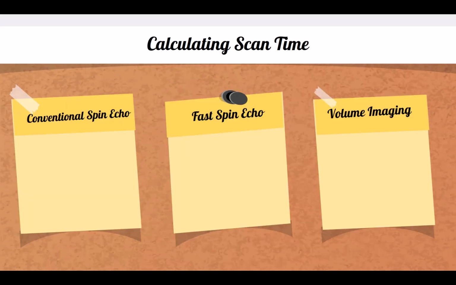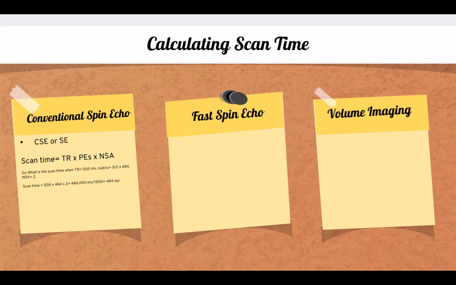Now let's calculate scan time for a conventional spin echo, a fast spin echo, and volume imaging, starting with the conventional spin echo, which is abbreviated as CSE. The scan time equation for a conventional spin echo is TR times phase encoding steps times NSA. So for example, what is the scan time when the TR is 500 milliseconds, the matrix is 512 by 484, and NSA equals 2? The scan time equation would be 500 times 484, because that's the phase matrix, times 2, which equals 484,000 milliseconds.